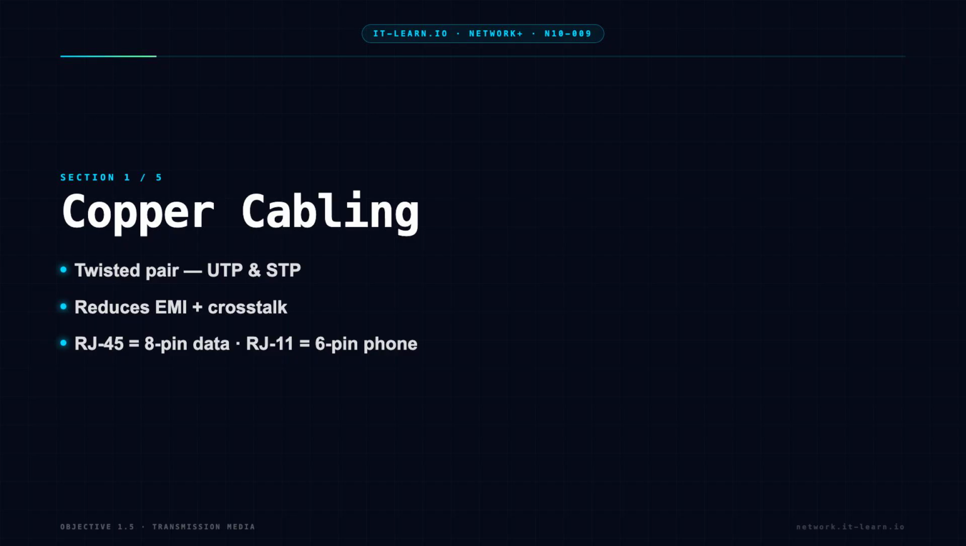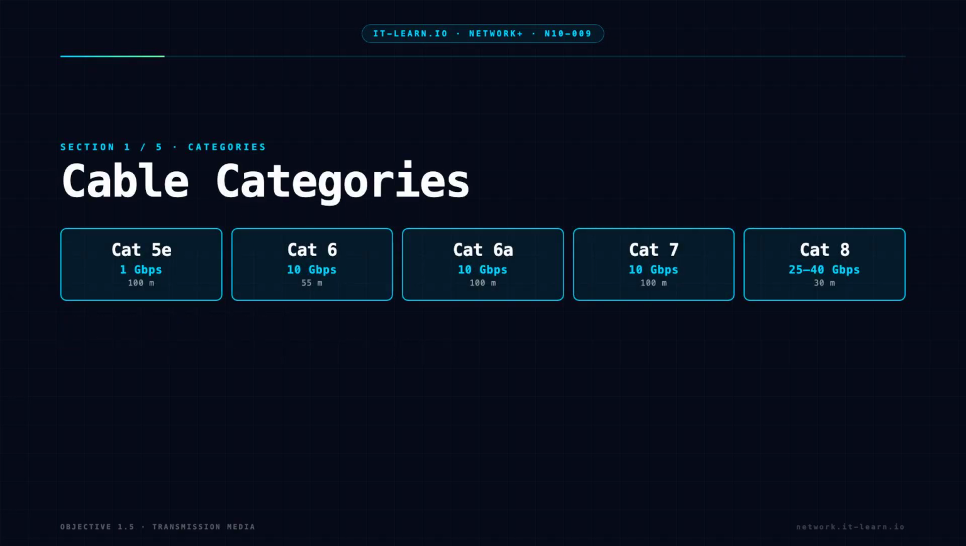UTP is the most common type used in Ethernet networks. It is less expensive and easier to work with. STP includes additional shielding around the wire pairs to provide better protection against EMI. STP is used in environments with high levels of interference. Twisted pair cables are categorized based on their performance specifications.